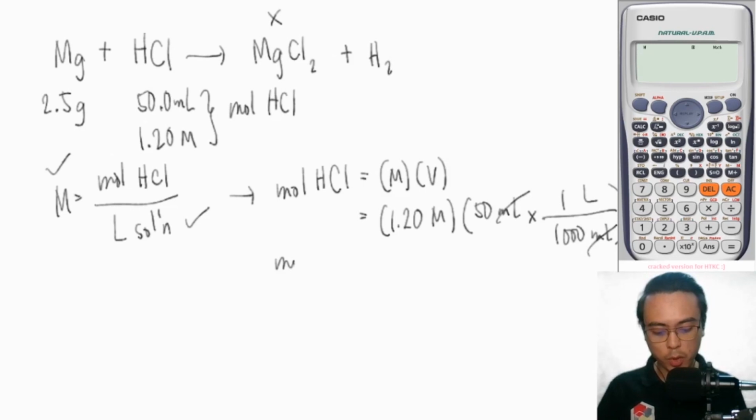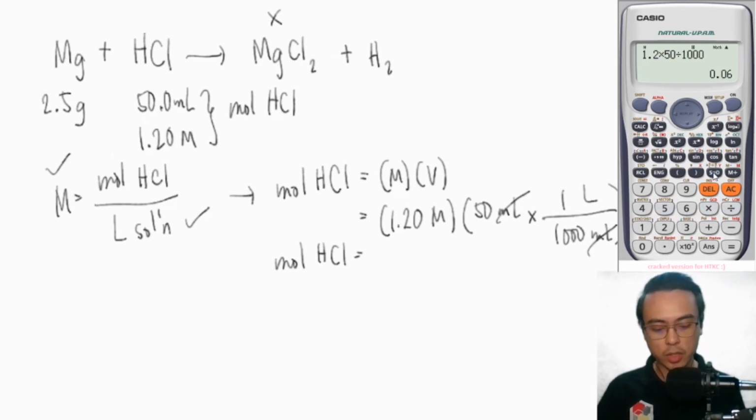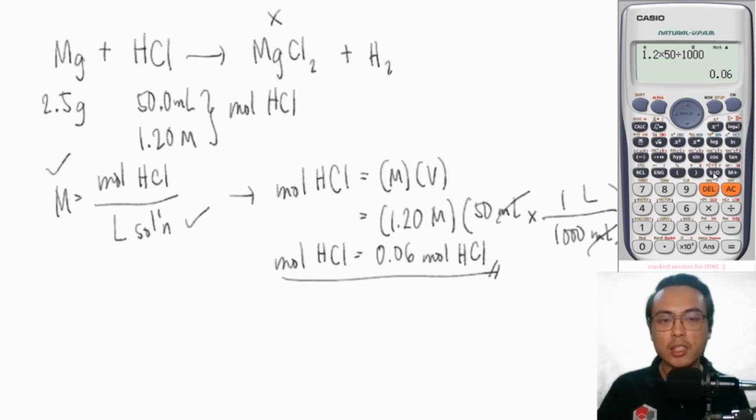So the number of moles of HCl is 1.2 times 50 divided by 1000. That is 0.06 moles HCl. The next step is to determine which among magnesium and HCl is your limiting reactant. Again, it's important that you do not forget your concept of the limiting reactant because even though it's not being stated explicitly in the problem, you still have to consider solving for the limiting reactant.